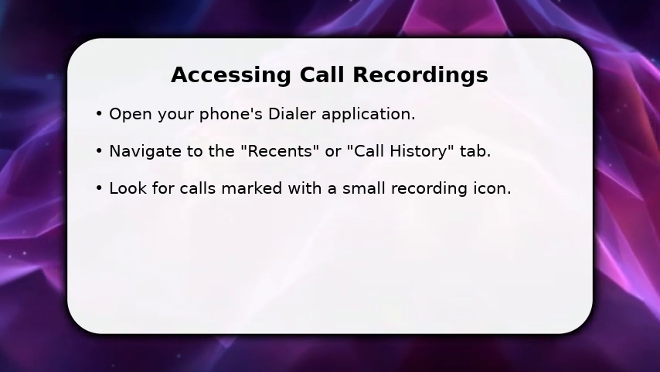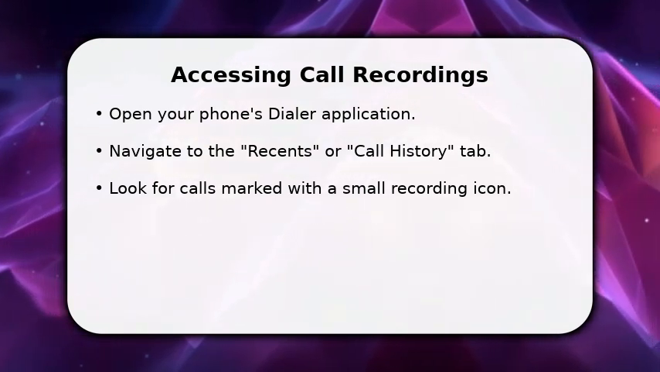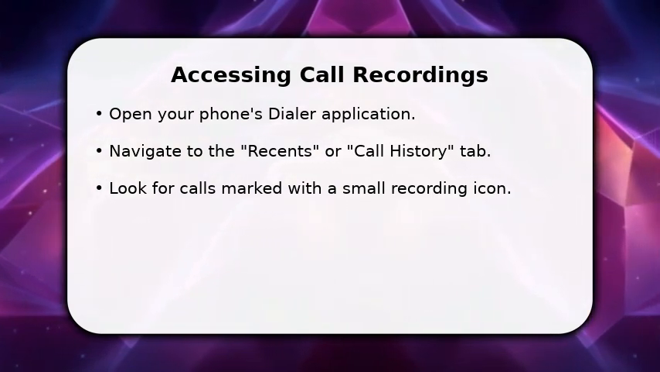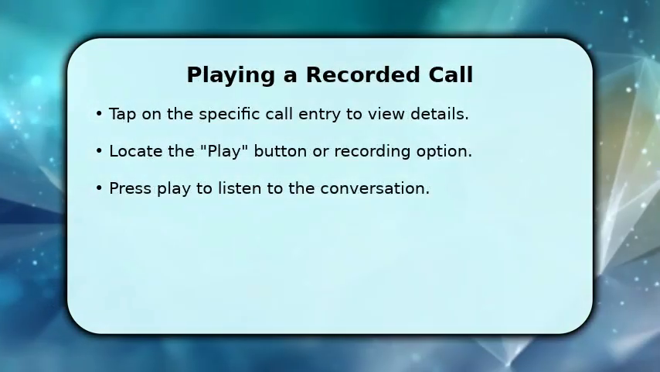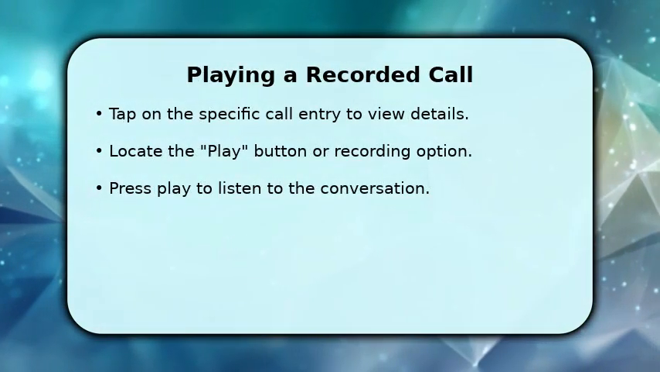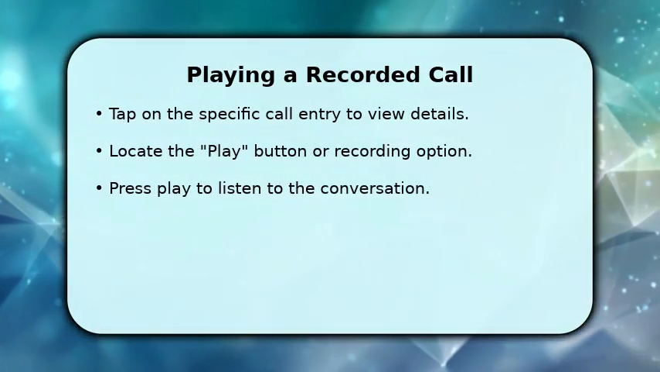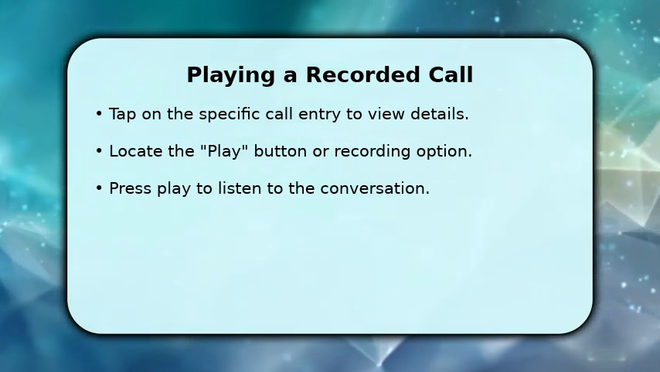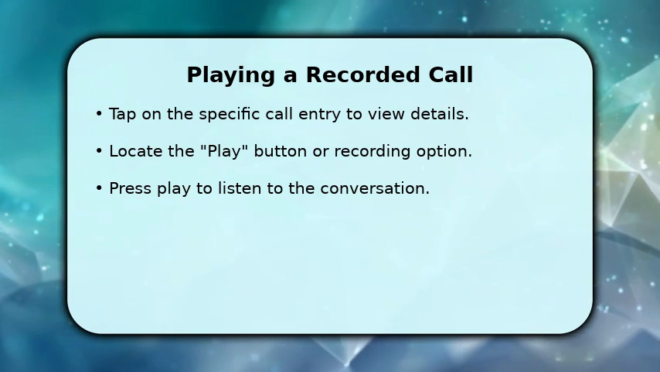Look for a small recording icon, often a circle or a tape symbol, next to the calls that have been recorded. This indicates a saved conversation. Once you have identified a recorded call, simply tap on that specific entry in your call history. This action will open the call details screen, providing more information about that particular conversation.